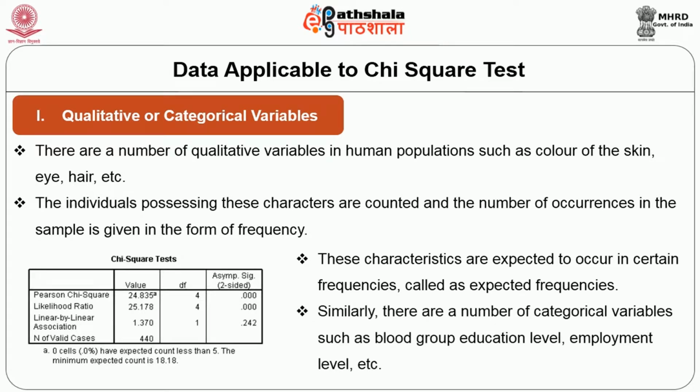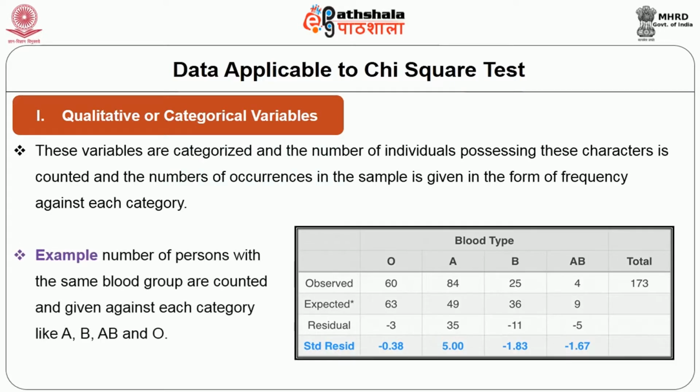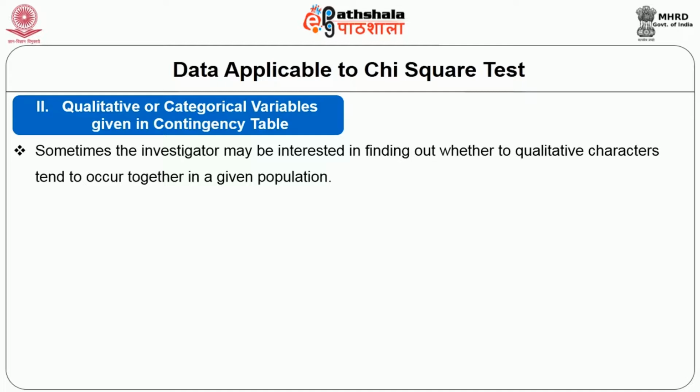Similarly, there are a number of categorical variables such as blood group, educational level, employment level, etc. These variables are categorized and the number of individuals possessing these characteristics is counted, and the number of occurrences in the sample is given in the form of frequency against each category. For example, the number of persons with the same blood group are counted and given against each category like A, B, AB and O.